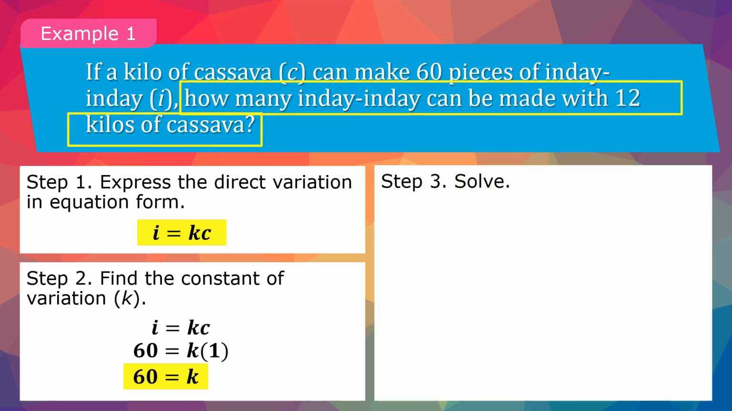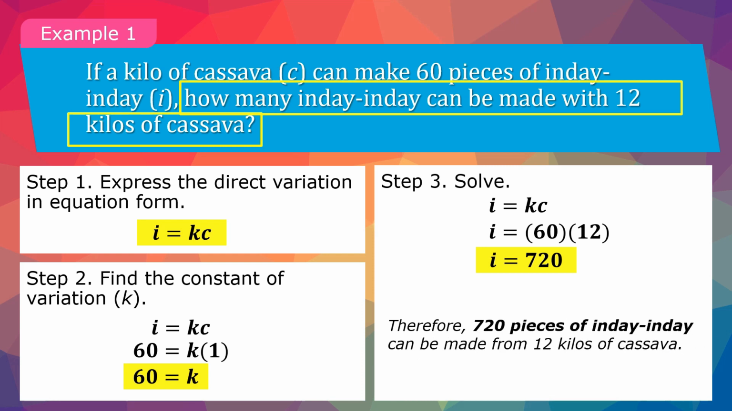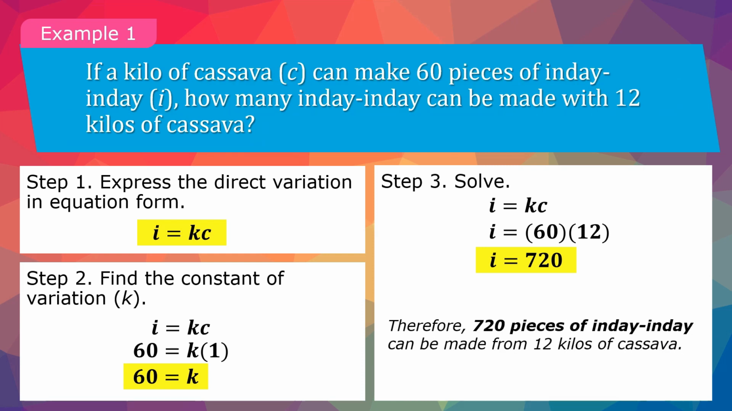The step 3 is to solve the problem by answering the question: how many inday-inday can be made with 12 kilos of cassava? Using the equation I equals K times C, substitute the obtained value 60 for K and 12 for the variable C. Hence, the equation will be I equals 60 times 12, and the value of I will be 720. Therefore, 720 pieces of inday-inday can be made from 12 kilos of cassava.